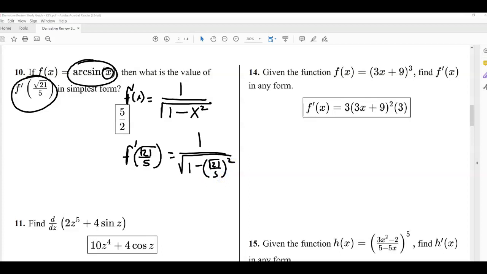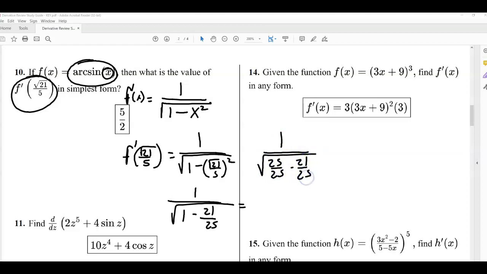And let's see what we end up with. So first of all, when you square a square root, it just makes the square root go away. So instead of square root of 21, that's going to be 21. And when you square the 5 on the bottom, that's going to be 25. All right, next we're going to need to get a common denominator here to simplify this a little bit. We have 1 over square root of 25 over 25 minus 21 over 25. Then we can do our subtraction. Oops, my bad. It's 4 over 25.